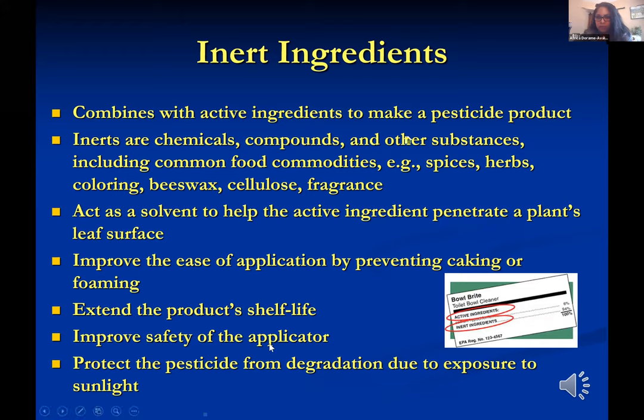It improves the ease of application by preventing caking or foaming. It extends the product's shelf life. It improves the safety of the applicator. It protects the pesticide from degradation due to exposure to sunlight. And although the inert ingredients are not directly responsible for the action of the pesticide, as an active ingredient is, they may be highly toxic. Inert ingredients range in their toxicity from non-toxic to highly toxic. Their toxicity also varies according to how they are taken into the human body.